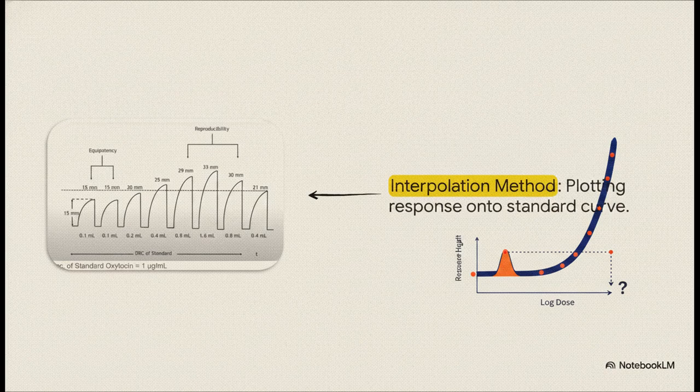Next up is the interpolation method. This one is highly graphical and incredibly accurate. First, we run multiple submaximal standard doses on the tissue to generate a nice series of increasing peaks. We then plot those peak heights against the log dose to build a standard log dose response curve. Once that curve is locked in, we administer our unknown test drug and just record its response height. Finally, we go to our plotted graph, find that exact response height on the vertical axis, draw a horizontal line right over to our curve, and drop straight down to the horizontal axis to read the exact interpolated potency of the unknown drug. It's a really elegant solution.